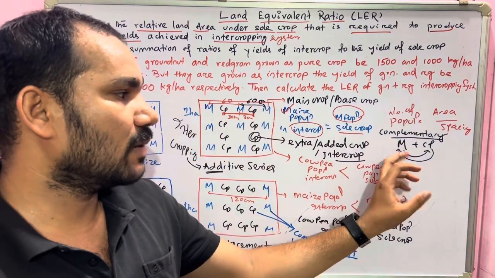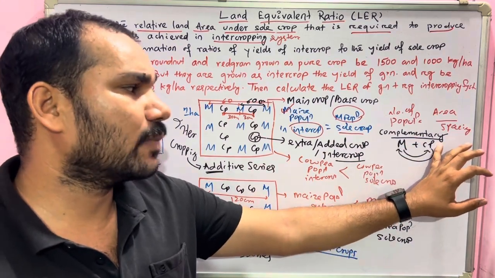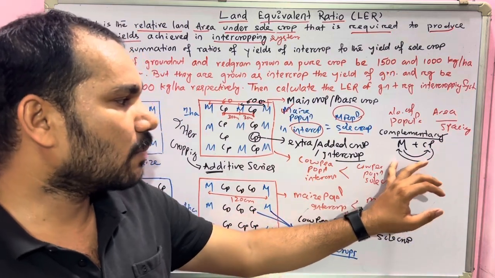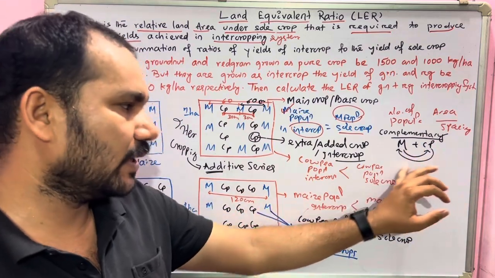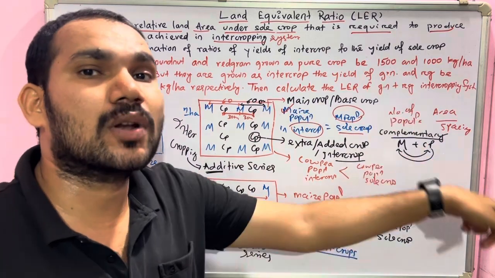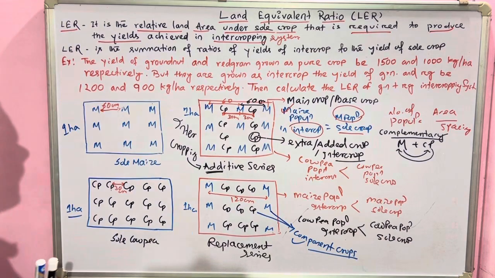So maize will provide a suitable climate for cowpea. That means the cowpea yield will increase, and cowpea will provide nitrogen or any other nutrients to increase the maize yield as compared to their sole crop. Yes or no? Yes. So in this case, one question.